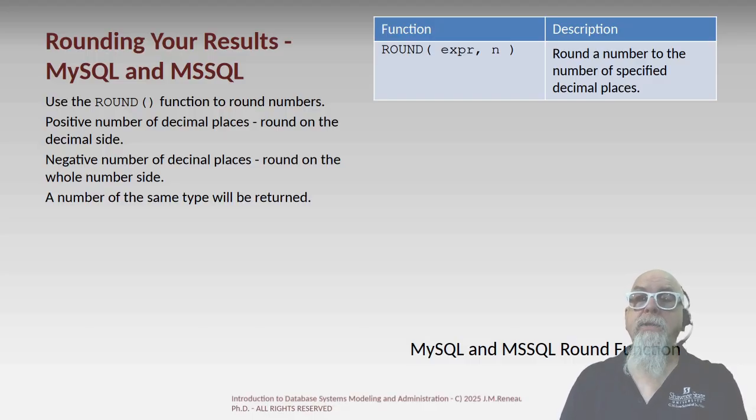The other thing is that if you round an integer, why would you want to do that? Well, what if you wanted to round it to the nearest thousand? The same type will be returned. So if you round a float, a float will be returned, even if you round it to a number without a decimal point. But if you round an integer, it'll return an integer. So let's look at an example of rounding in MySQL and Microsoft SQL Server.